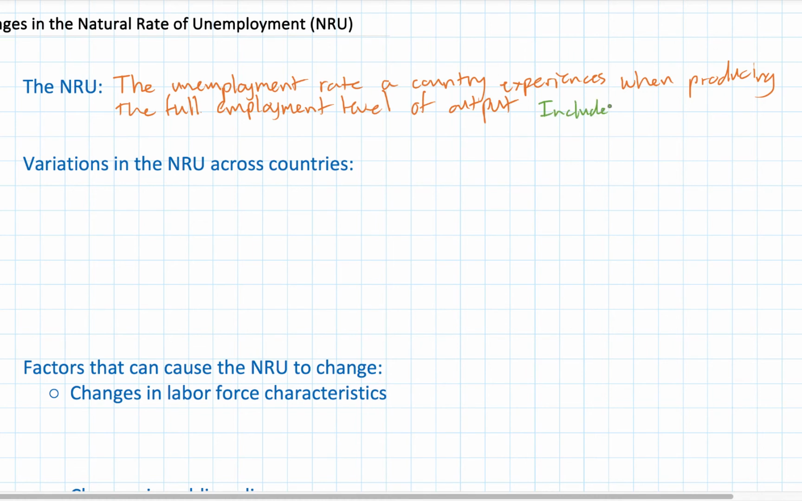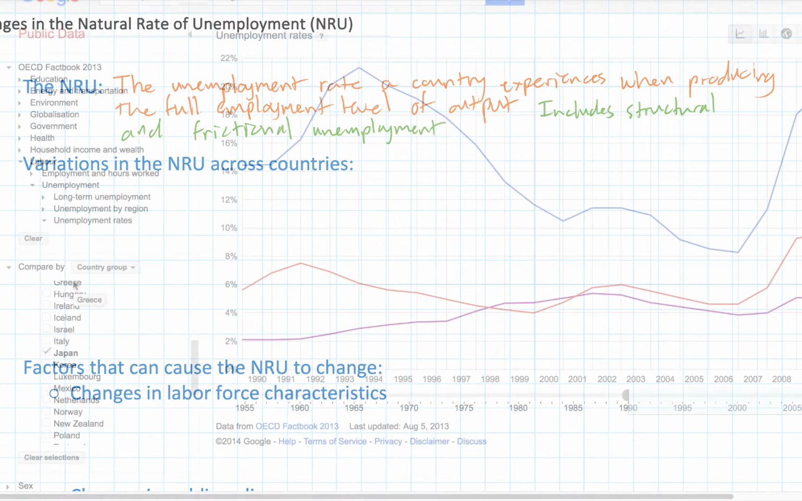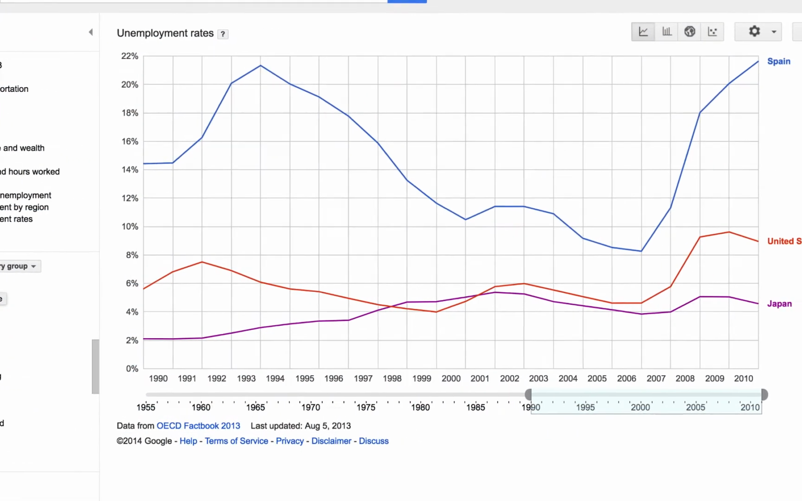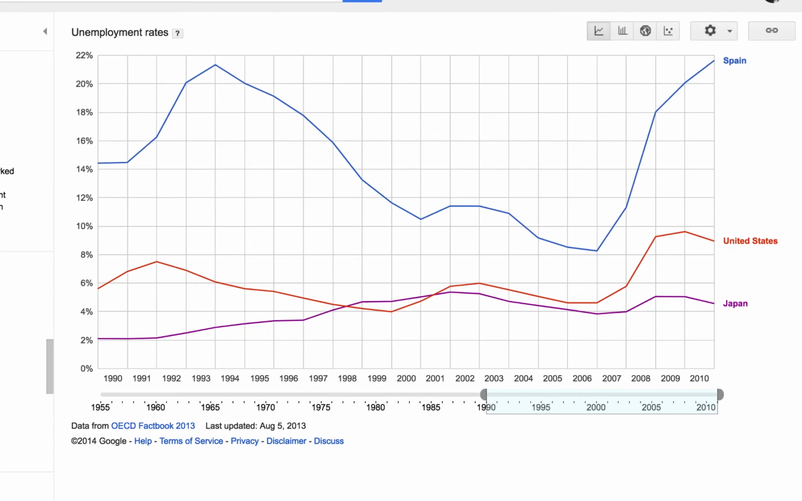It consists of those who are structurally unemployed in the economy and frictionally unemployed. One thing we can observe is that different countries will have different natural rates of unemployment. To better understand this, let's look at some examples of real-world countries.